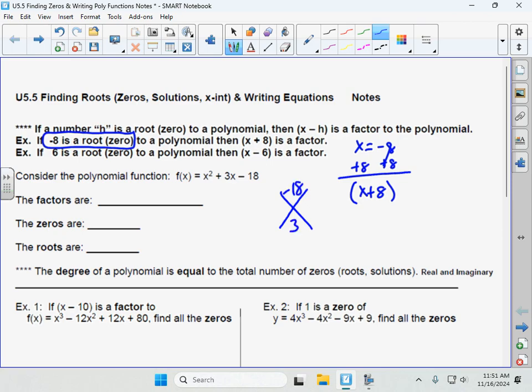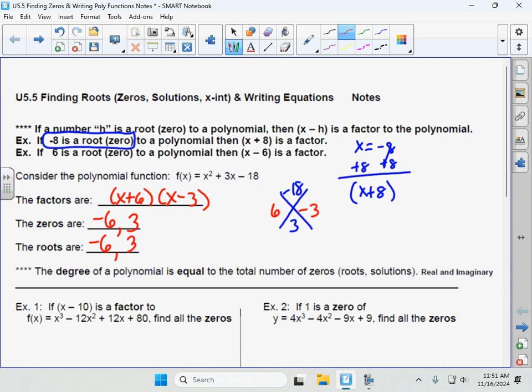All right, so two numbers that multiply to -18 but add to 3, it's going to be +6 and -3. So +6, -3. And so that means the factors are x plus 6 and x minus 3. The zeros are -6 and +3. The roots, same as zeros, -6 and +3.